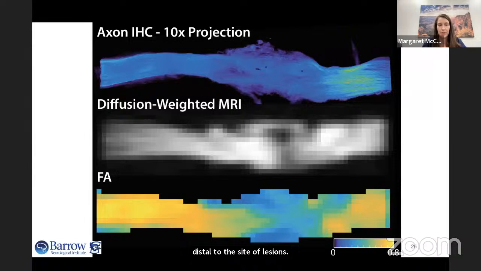On the top of the slide there is the 10x pathology projection. In the middle is the diffusion MRI from the same nerve. And then at the bottom is the fractional anisotropy map we derived from this diffusion-weighted MRI. And you can see that within the site of lesion, where you grossly see a neuroma formed, the FA drops quite low, whereas proximal and distal to it, the FA appears to come back up and is closer to the 0.8 end of the spectrum.